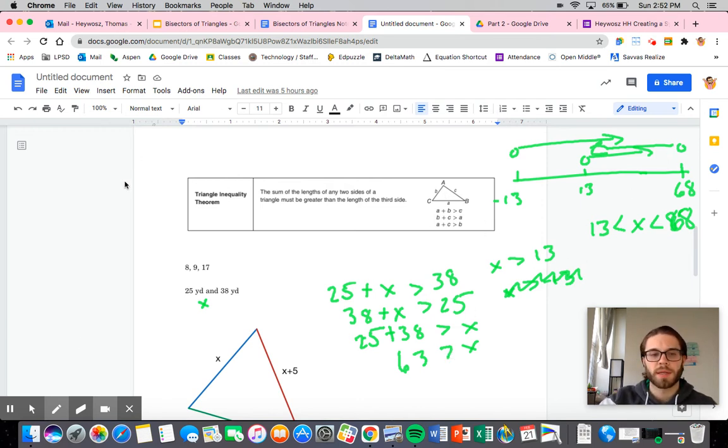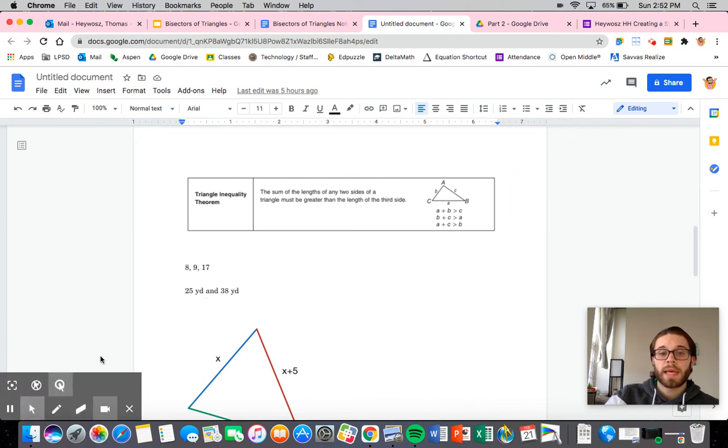I'm sorry, I don't know why I'm writing 68. If I go beyond 63, that inequality is not going to be satisfied, so I can't do anything bigger than 63. If I go less than 13, this inequality is not going to be satisfied. We need all three of them to be satisfied, which is essentially why we can't do anything with this. So this is the region of values that I could have to make my triangle, which is a pretty sizable region.